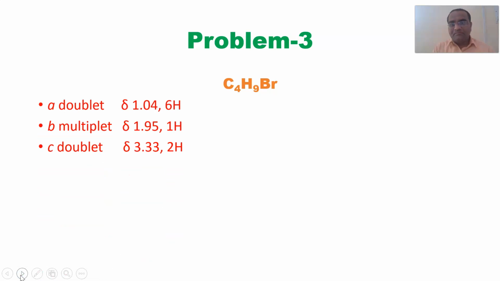After that, problem number 3: 4 carbons, 9 hydrogens and bromine. So one more electronegative atom. A, a doublet, delta value 1.04 with 6H. B, a multiplet, delta value 1.95 with 1H. C, a doublet with delta value 3.33 at 2H.